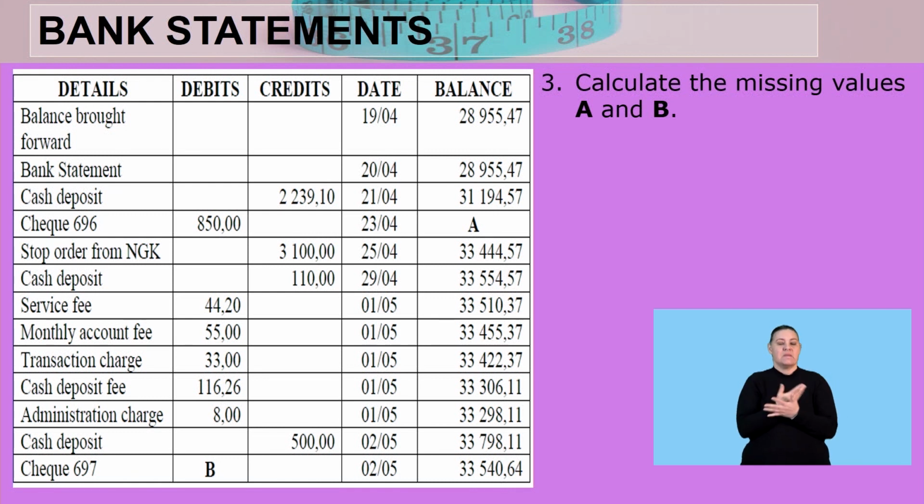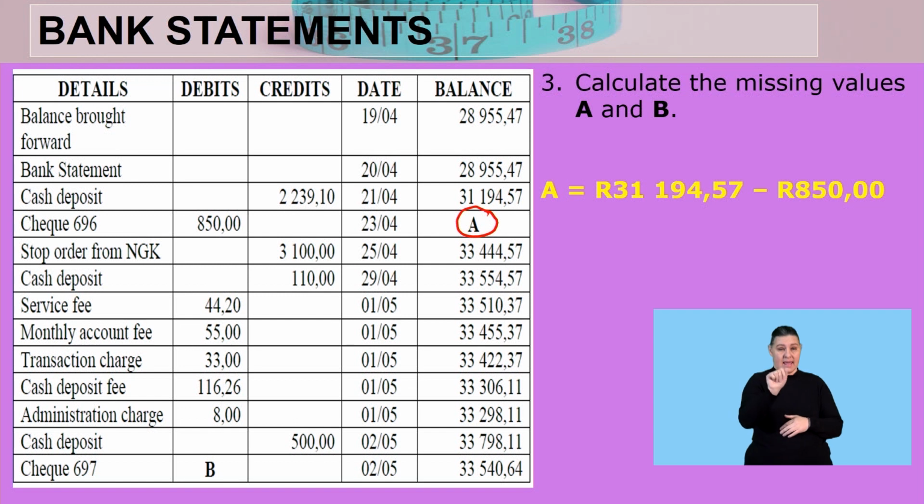Calculate the missing values of A and B. There's A first. If you look at this, your balance is basically from the previous time here, 31,194 rand 57 cents. A debit gets taken away and we get 30,344 rand 57 cents. There's B right at the bottom.